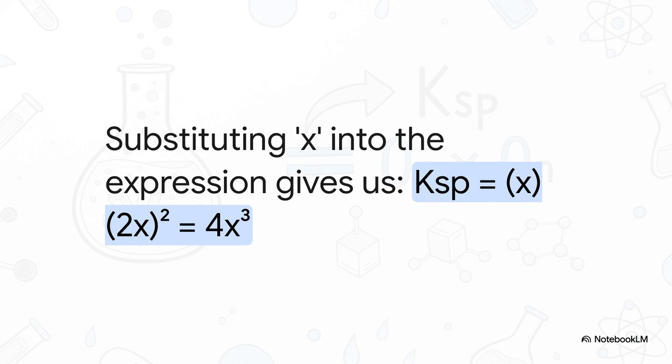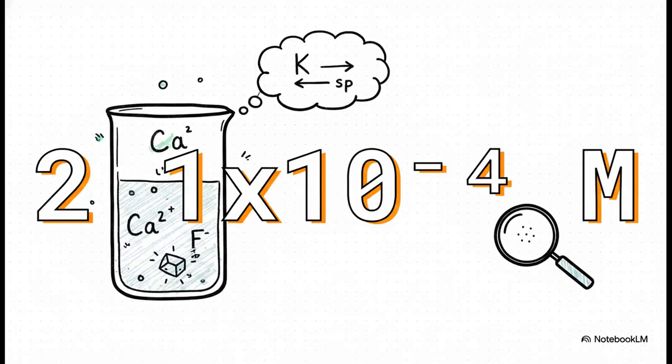That gives us 4X squared, and when we multiply by the other X, we get our final relationship. Ksp equals 4X cubed. So we can look up the Ksp value for calcium fluoride, plug it into our equation, and solve for X. And what do we get? We find that its molar solubility is about 2.1 times 10 to the negative 4 moles per liter. See? A super small number, but it's not zero. It's a real, measurable amount.